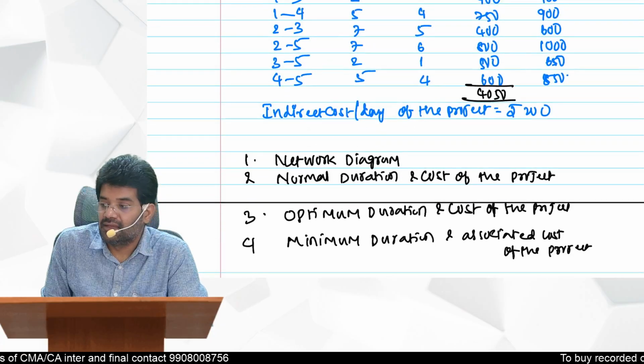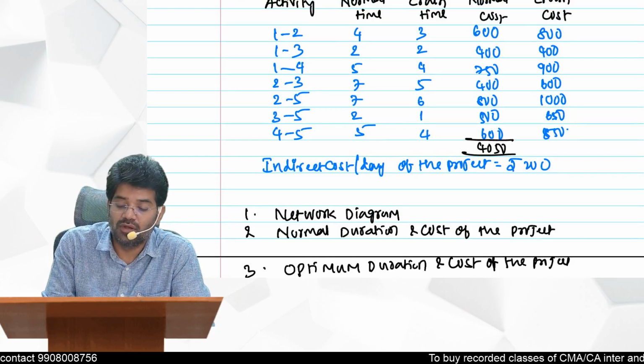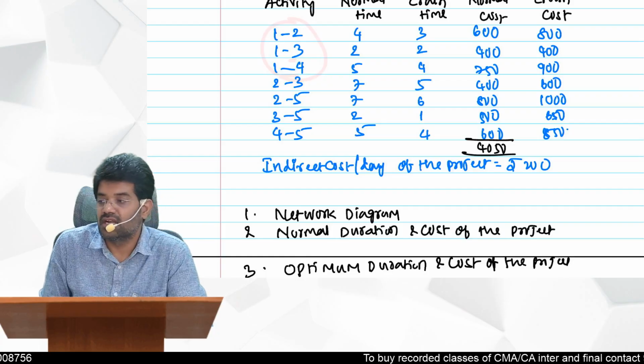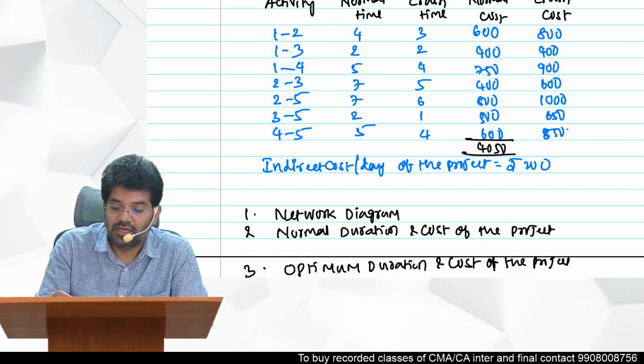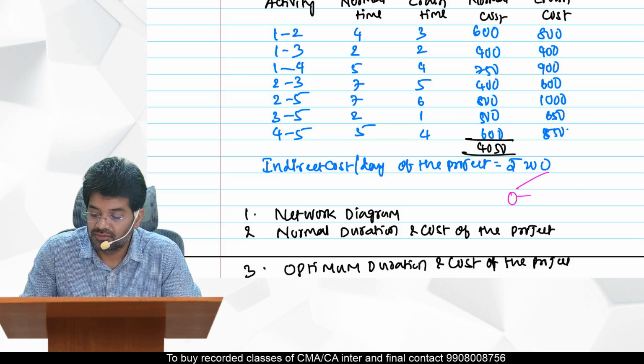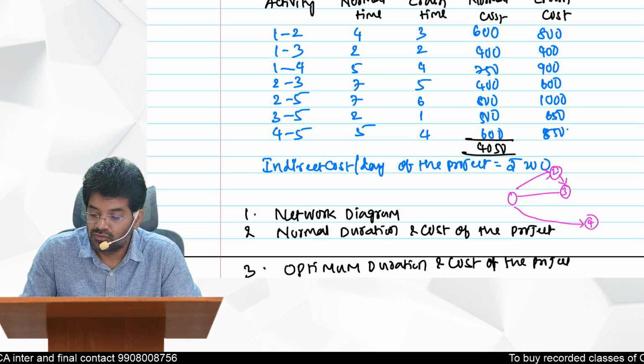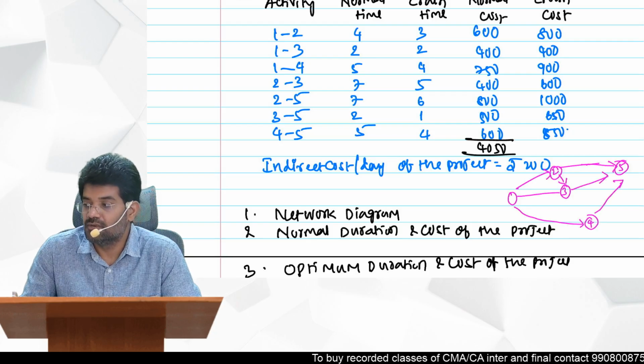So first we should draw the network diagram for this. Activities 1 to 2, 1 to 3 and 1 to 4 start parallelly here. Roughly, I will put 4 in the middle line, I will keep 3, this is 2, then 1 to 4, then you have 2 to 3, then 2 to 5, 3 to 5, then 4 to 5. This is our network diagram.